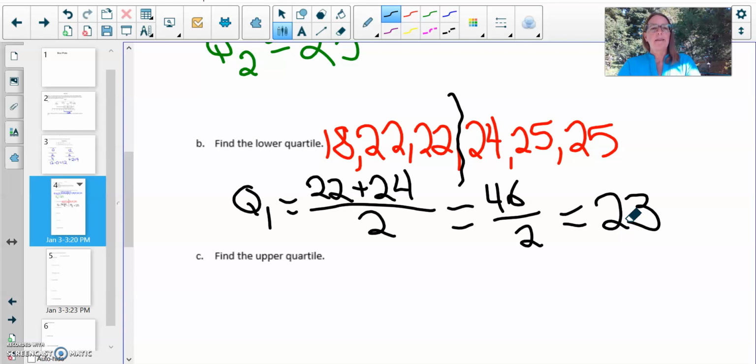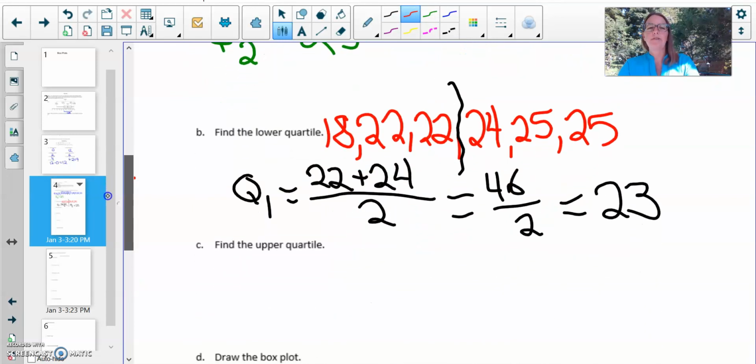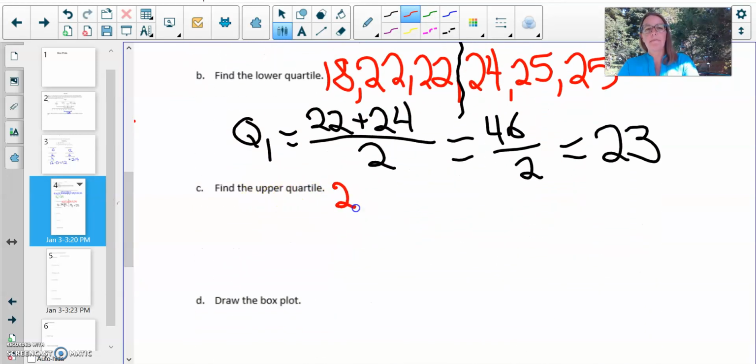My upper quartile, I look at the upper half of the data. So I'm going to rewrite it again so I have it right in front of me. So I have 25, 27, 28, 30, 30, 30.